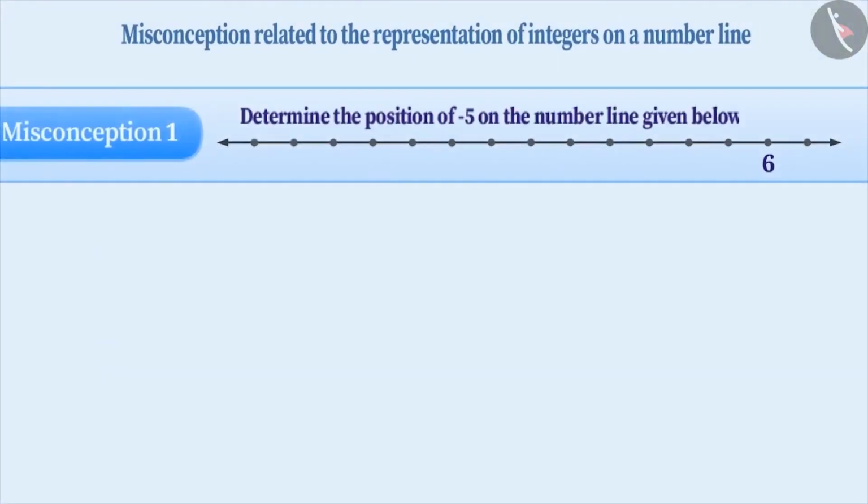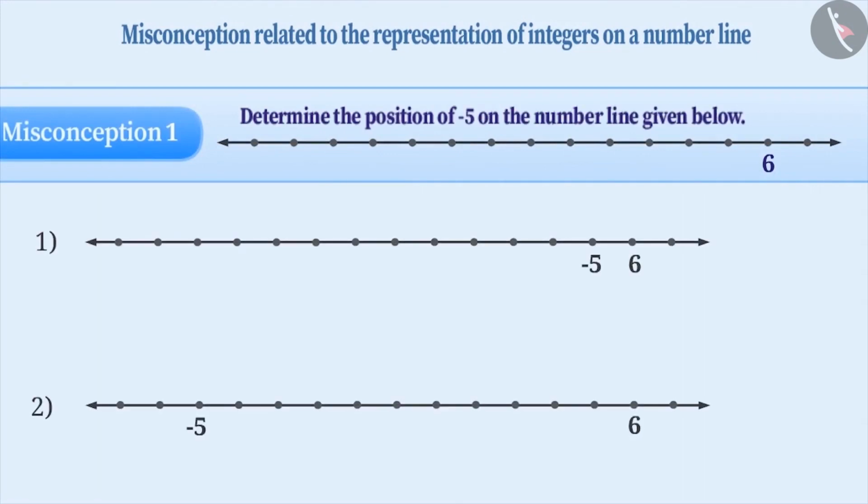Determine the position of -5 on the number line given below. On the number line, the position of every number is fixed. Here, the position of number 6 is shown. Based on this, we can find the position of minus 5. Sometimes, minus 5 is mistaken as 5 and is placed before the positive integer 6.